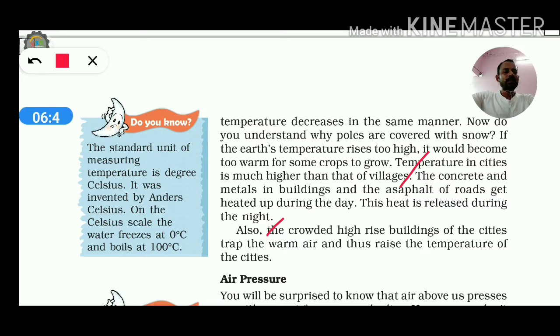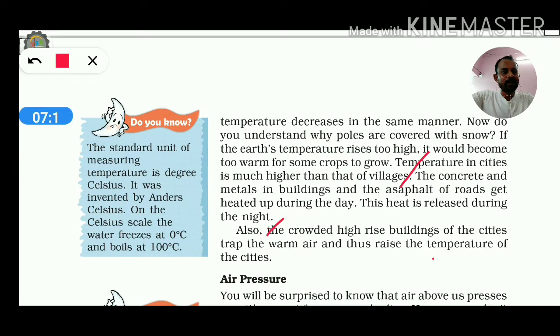So in cities, we see a larger number of buildings, which are also a cause for the increasing temperature. The materials we are using are also causing increasing temperature. Side by side, the smaller amount of natural vegetation is another reason behind the increasing temperature in such areas. Next, the crowded high-rise buildings of the cities trap warm air, thus raising the temperature of the cities. So this is also another reason.